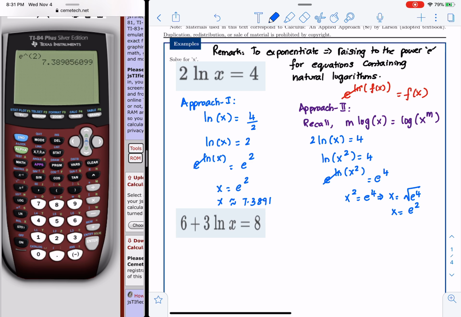Now one may ask, well, when we take the square root, the answer has to be plus or minus 2, and why do we have it as positive 2 and not look at the negative value? The reason for that is that we can't have a negative value in logarithms. The domain of logarithms starts at 0 and goes all the way up to infinity. So we can't have a negative value, which is why we retain the positive value of the square root of e raised to 4, which is e squared.